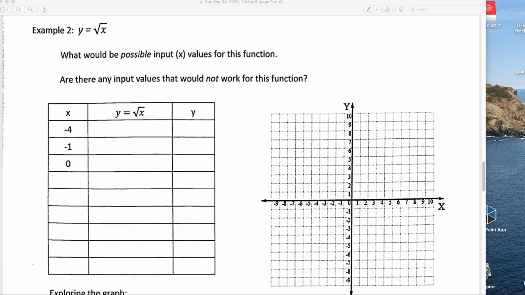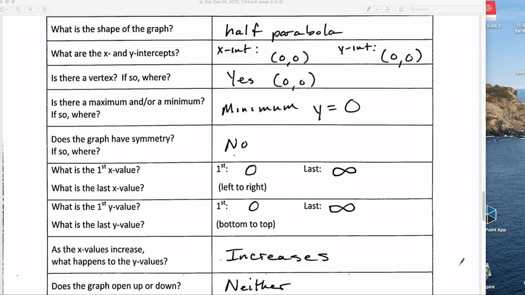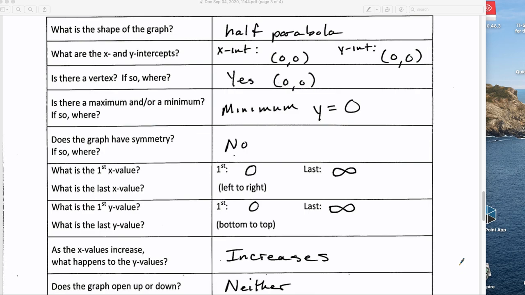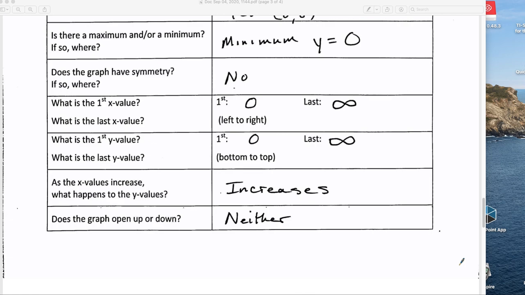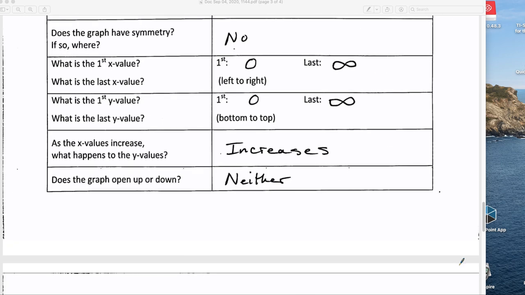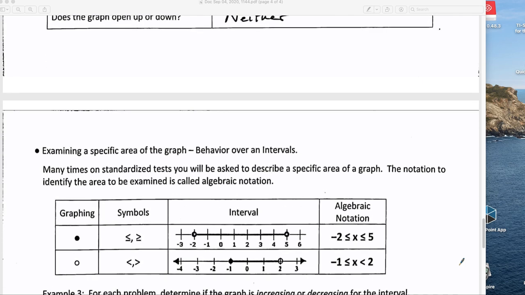But first, I'm going to let you look at the answers that are all written down here. Here's everything that describes this graph: half a parabola, the x and y intercepts, the vertex, where the minimum was. All of this is here. And again, like I said, there'll be a solution sheet probably tomorrow that will show you all of this as well, because the solutions for the practice are in the same document. All right, one more thing.